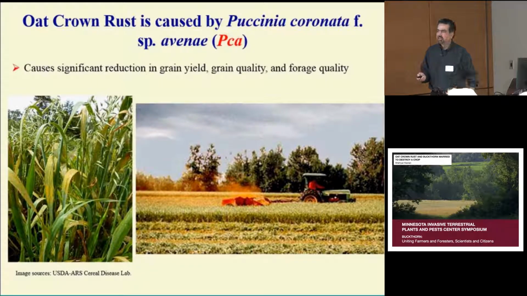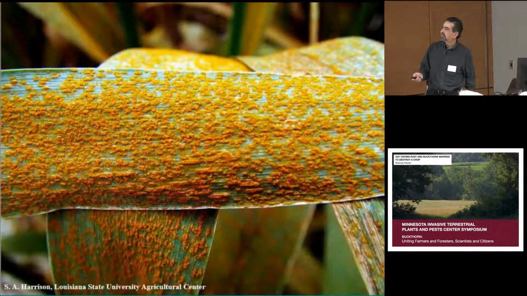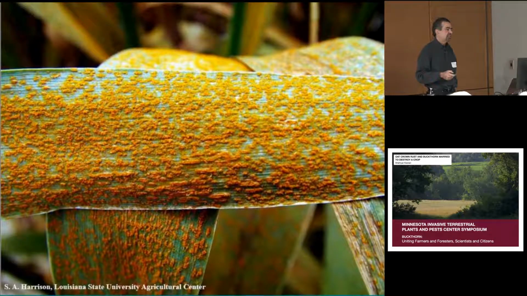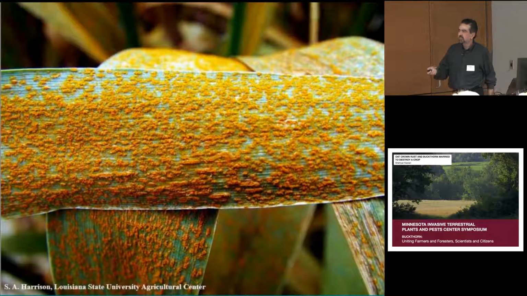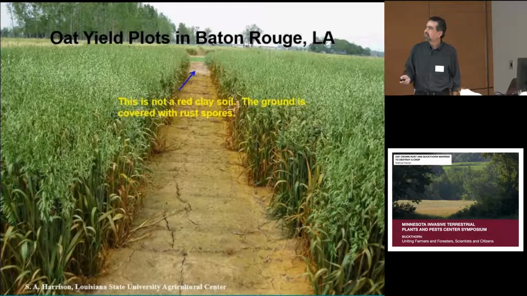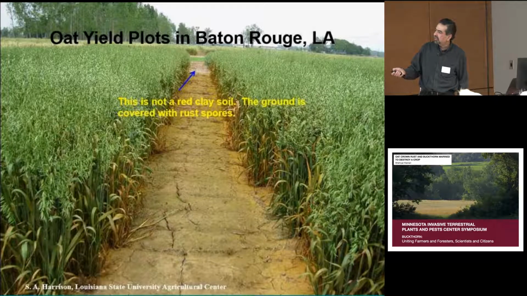And that's why they were called the rust. And you can see the rust on the back of this combine just blowing off. This is what the heavily infected leaf looks like. And this is from Louisiana, essentially. And this is not red clay. Actually, you can see it's actually white clay.